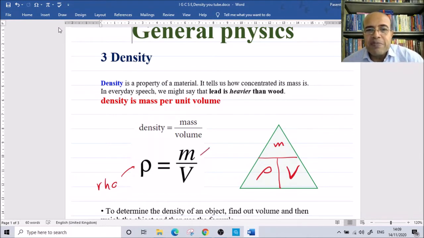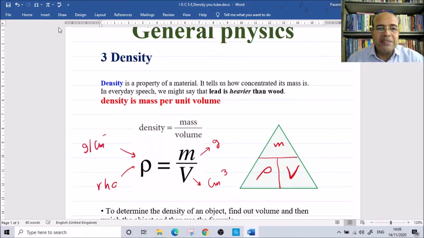If the mass is measured in gram and the volume in centimeter cubed, we say the unit of density is gram per centimeter cubed. If the mass is in kilogram and the volume in meter cubed, we say the density is in kilogram per meter cubed. This triangle is very useful for us, from which we can get the mass, density or volume.